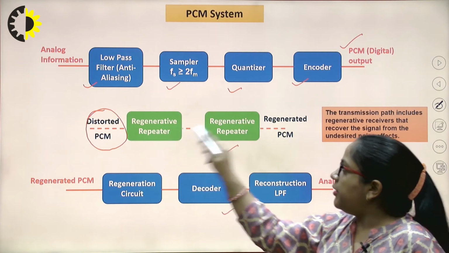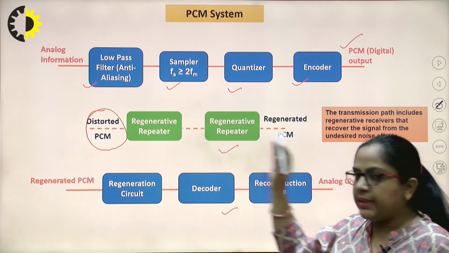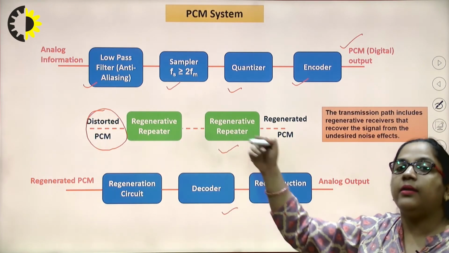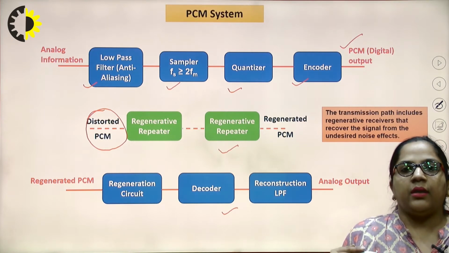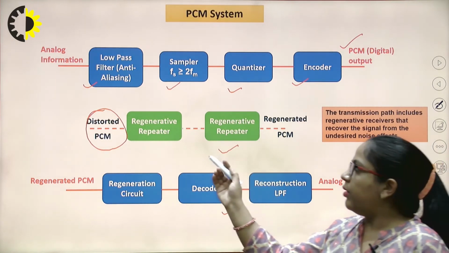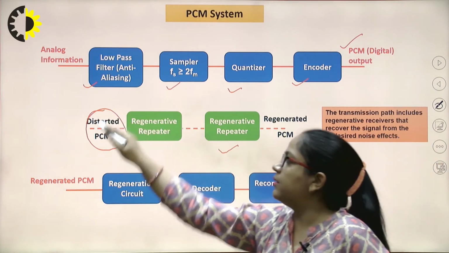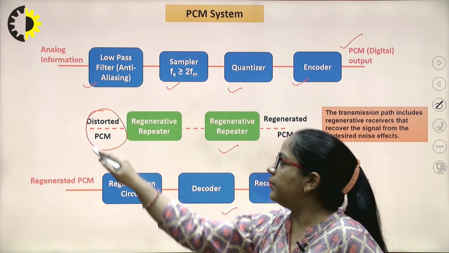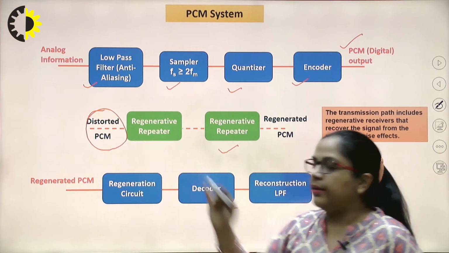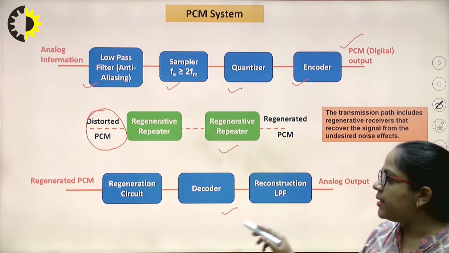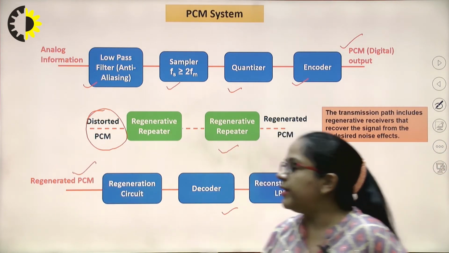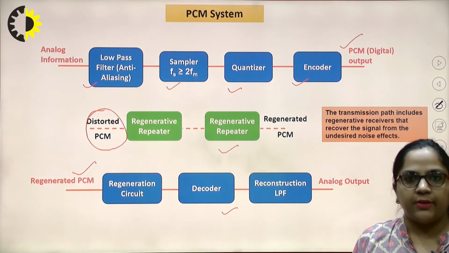These regenerative repeaters at certain distances will again regenerate the signals and help us in removing the undesired noise or the undesired distortions that occur in the transmitted signal. Then at the receiver, we will have the regenerated signal, that is the regenerative PCM signal.